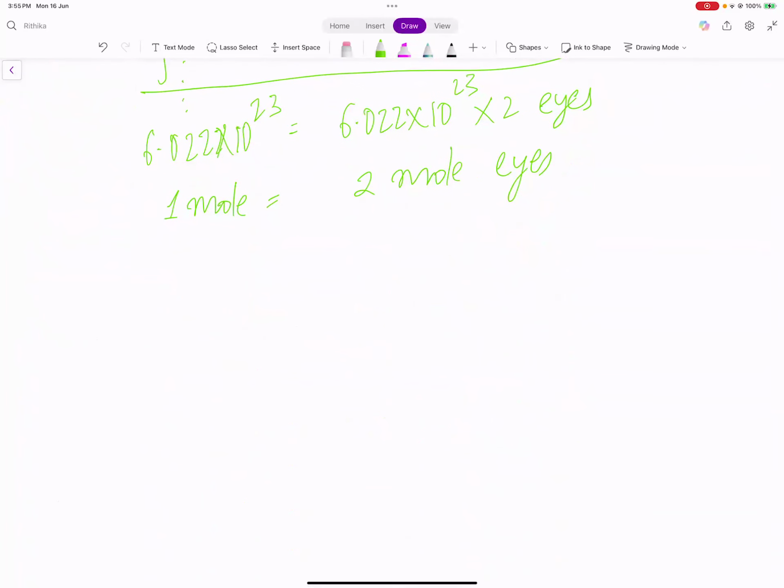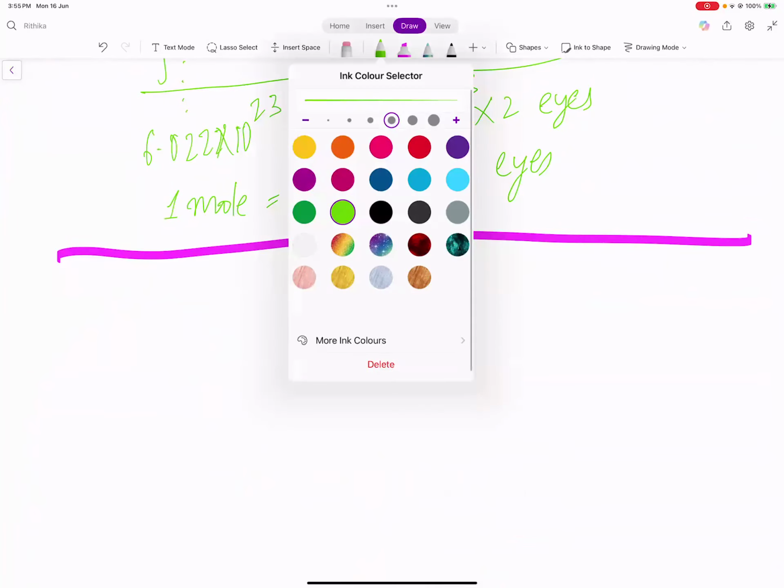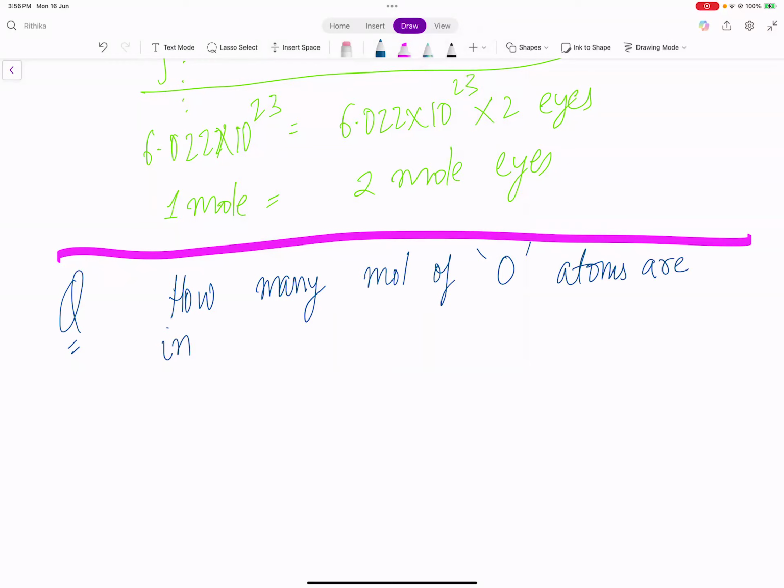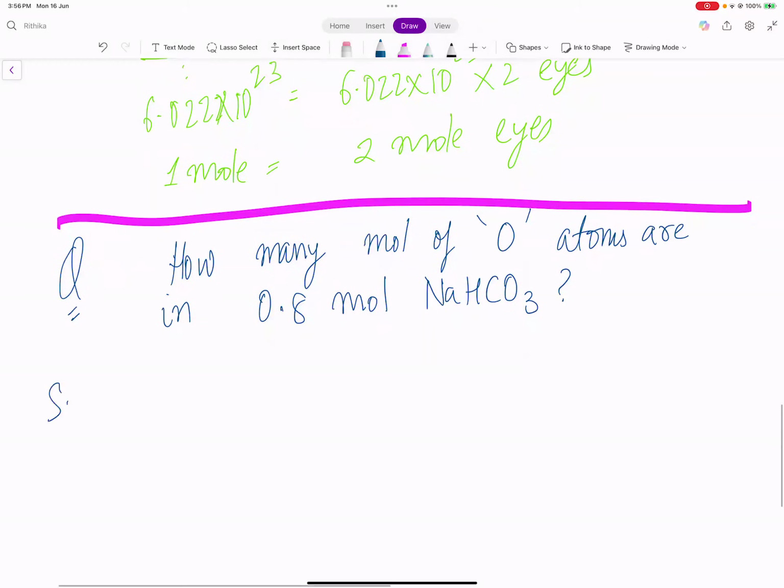Now I'll come back to this and we'll do more questions. How many moles of O atoms are in 0.8 mole NaHCO3?